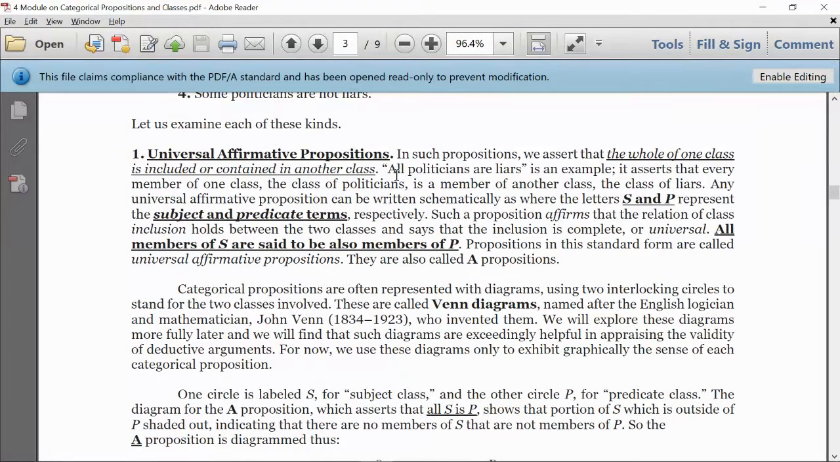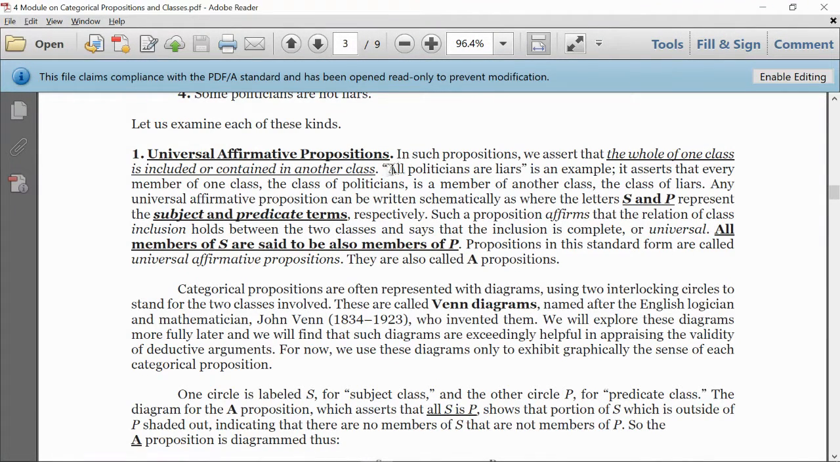So, politicians, the class of all politicians, is contained in the class of liars. It asserts that every member of one class, the class of politicians, is a member of another class, the class of liars. So any universal affirmative proposition can be written schematically as All S are P, where the letters S and P represent the subject and predicate terms respectively.